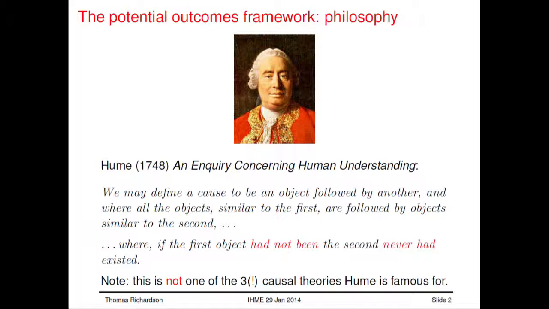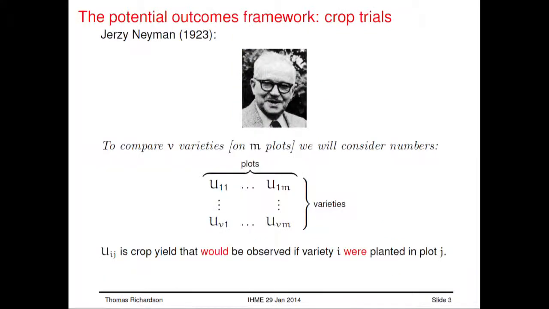Jumping forwards to the 1920s, Neyman, in his master's thesis, is looking at the analysis of crop trials. He says that if we want to consider V varieties of crop on M plots, or it could be fertilizers, we'll consider a set of numbers, where we have 1 column for every plot and 1 row for every variety. The key point is that we can only plant in any given plot 1 variety.